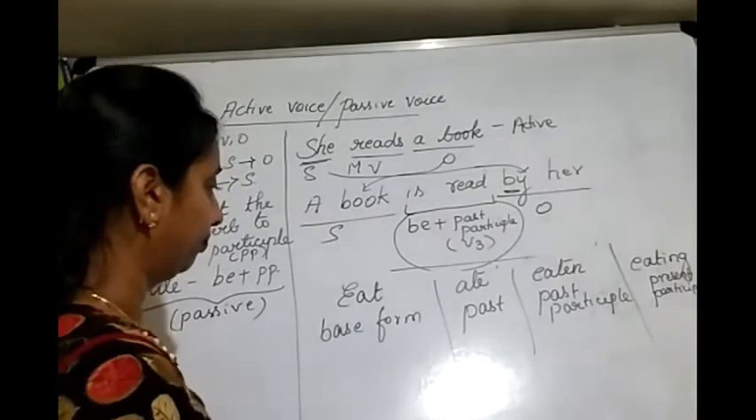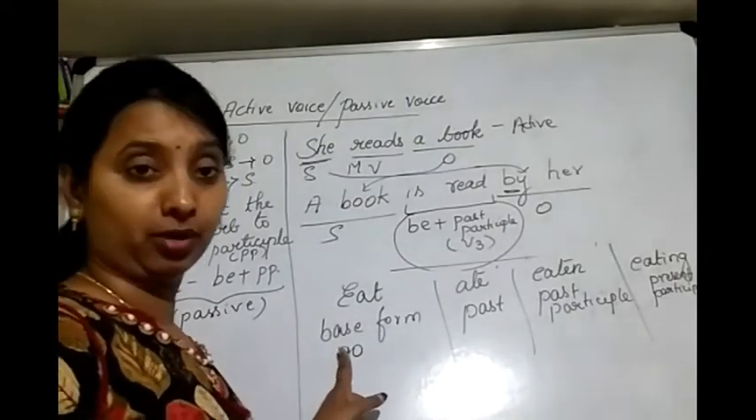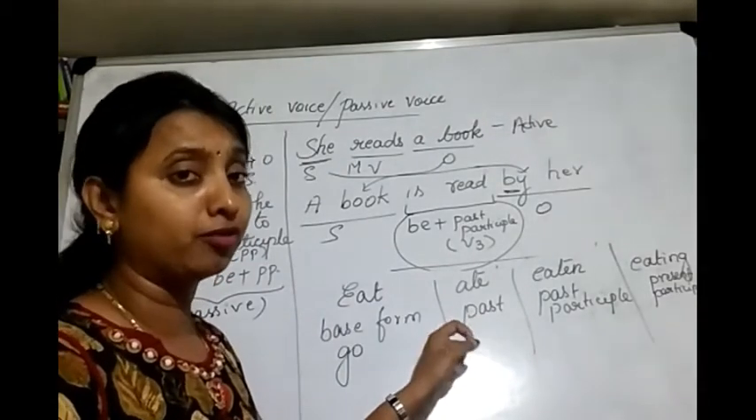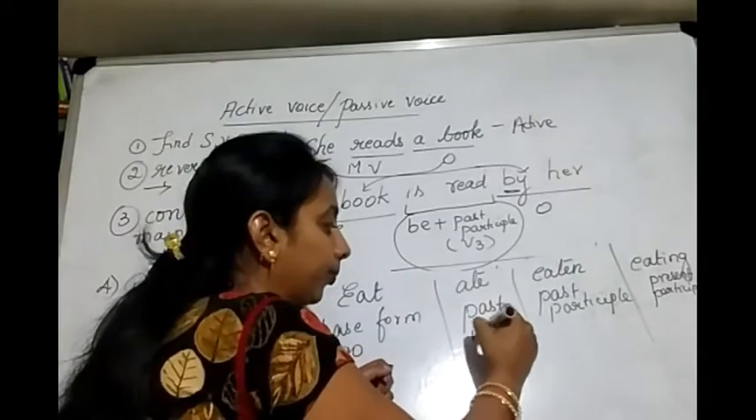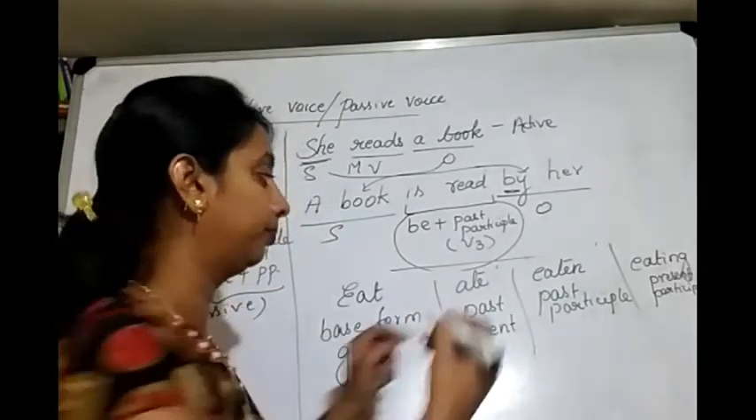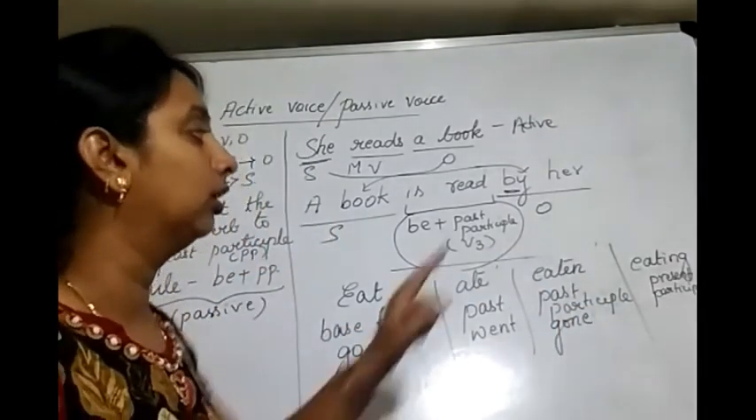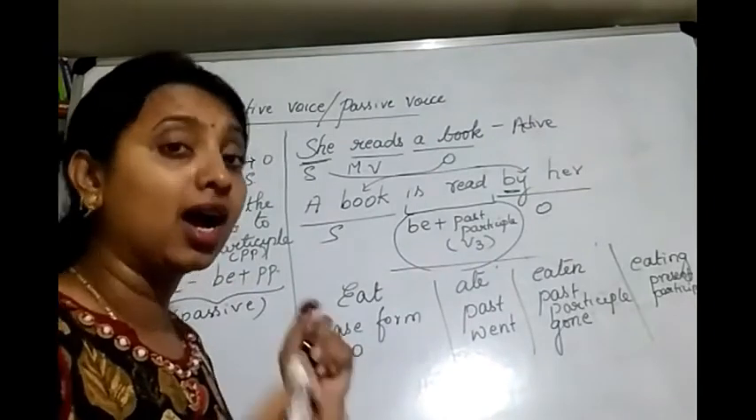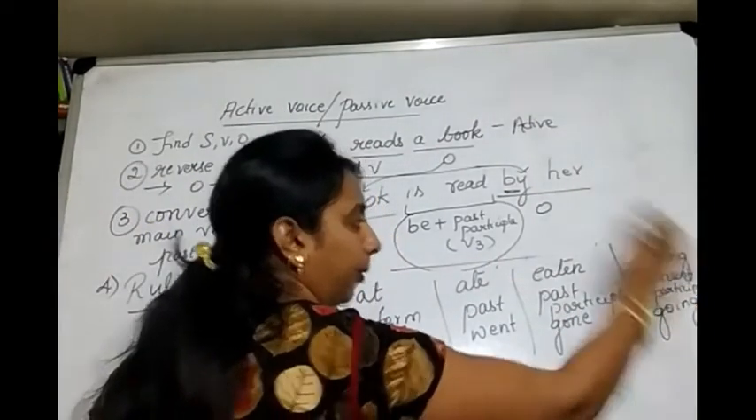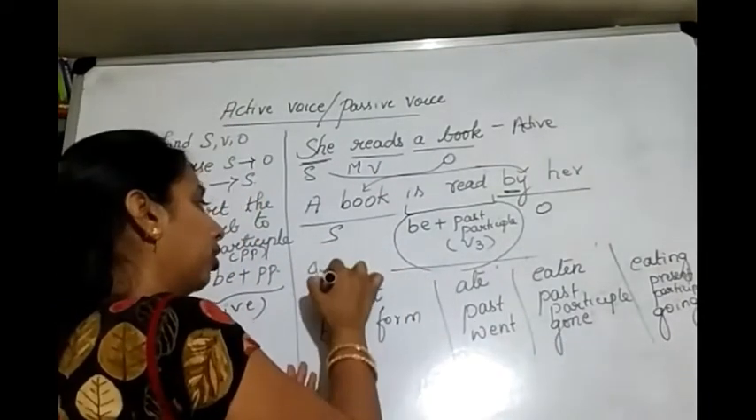Let me go for go. Go is a base form. Can you tell me the past form of this? Past form of go is went. Past participle form gone. Then fourth one is ing form. So you have to go for going. The examples I gave are irregular verbs.